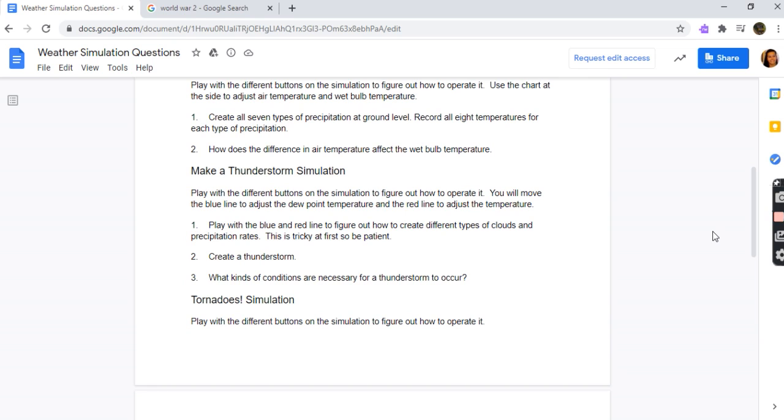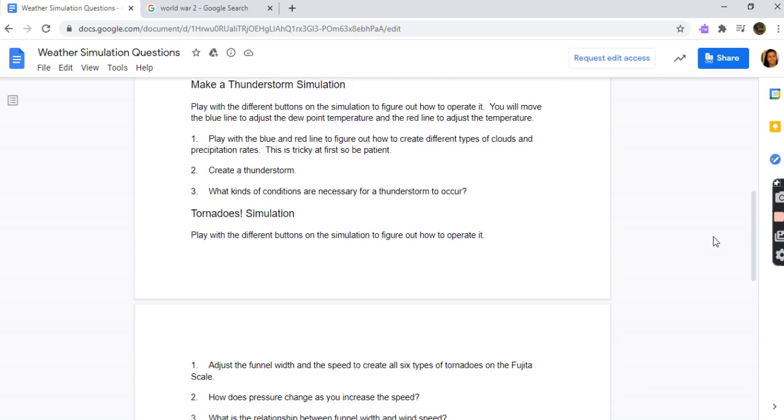Make a thunderstorm simulation. Play with different buttons on the simulation to figure out how to operate it. You will move the blue line to adjust the dew point temperature and the red line to adjust the temperature. Number 1: play with the blue and red lines to figure out how to create different types of clouds. You can make different types and precipitation rates. This is tricky at first, so be patient. Create a thunderstorm. What kind of conditions are necessary for thunderstorms to occur?